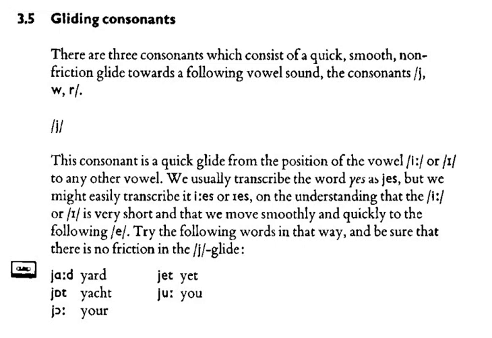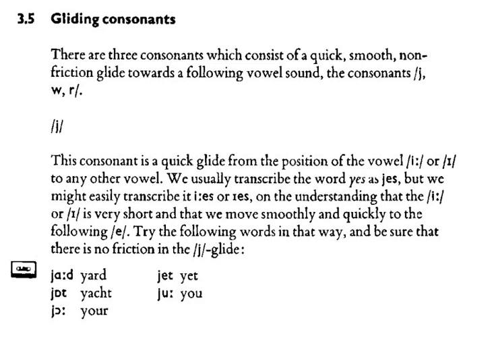Today we will start discussing the last type of consonant of English, which are gliding consonants. Why do we call them gliding? We call them gliding because they consist of a quick, smooth, non-friction glide towards the following vowel sound, because they include a quick, smooth, frictionless glide towards the vowel sound that comes after them. The gliding consonants are ي, و, and ر. We will start with ي.